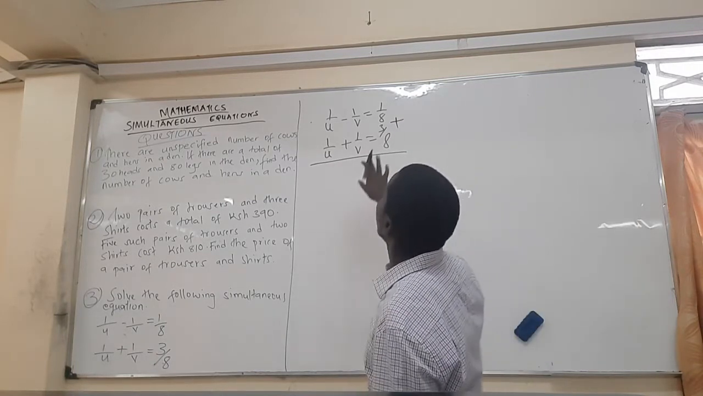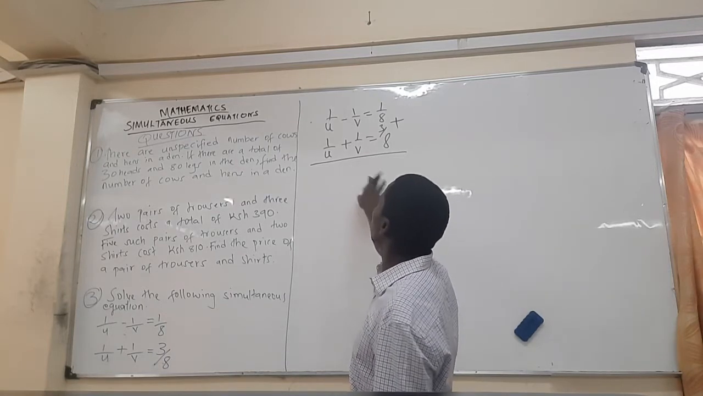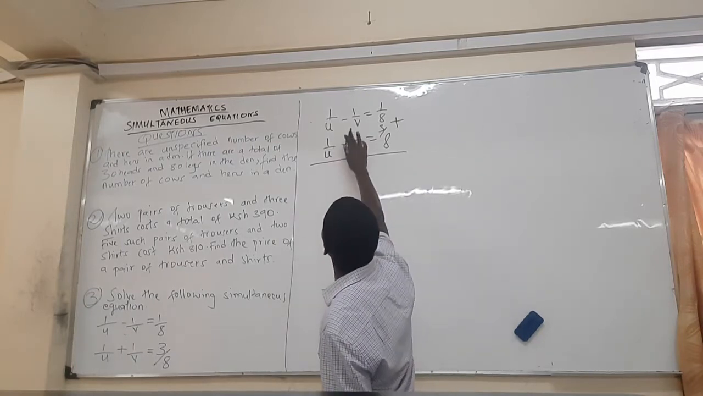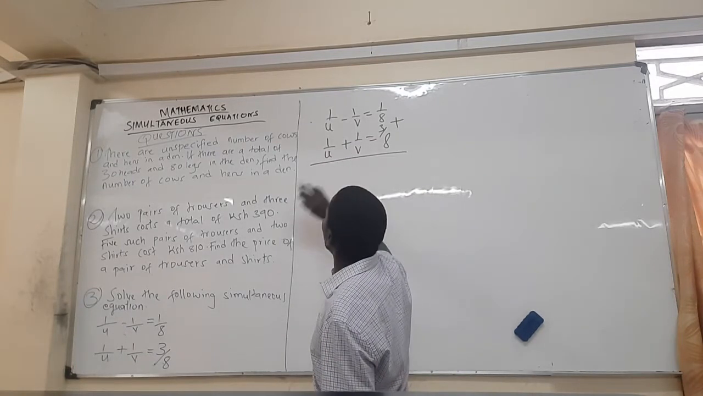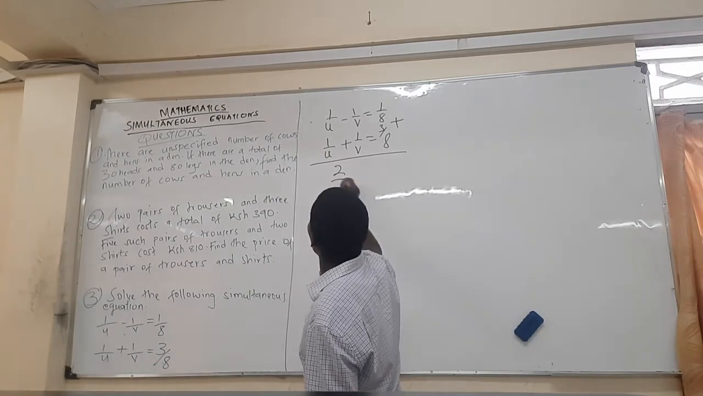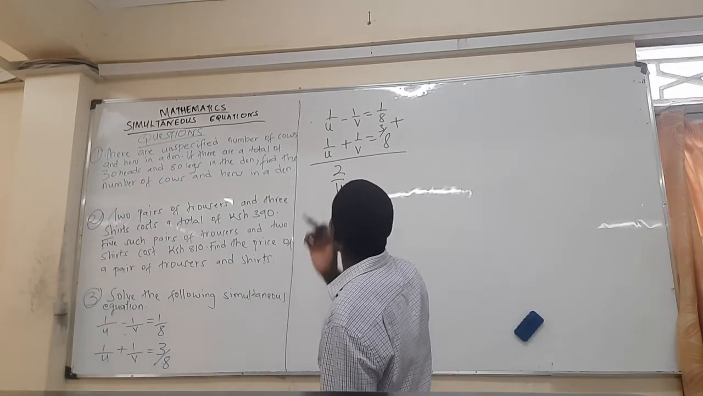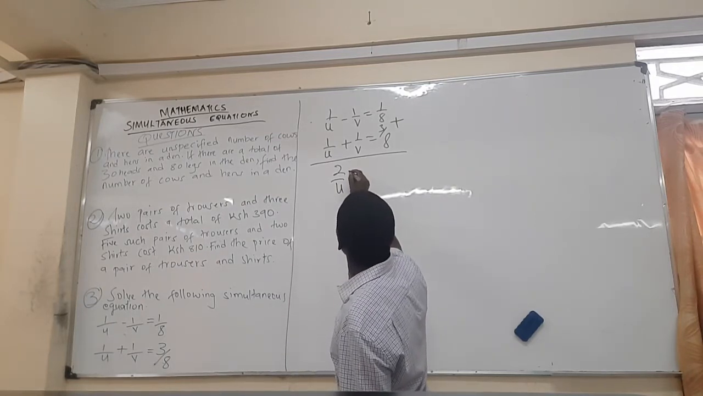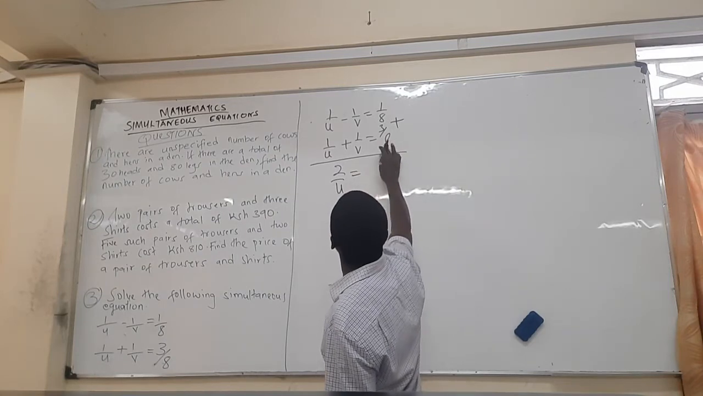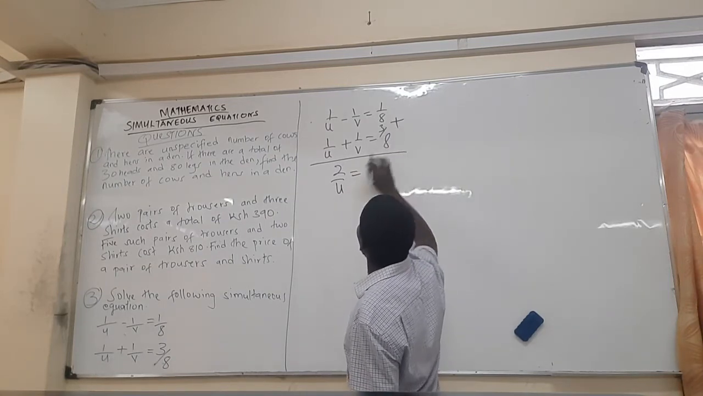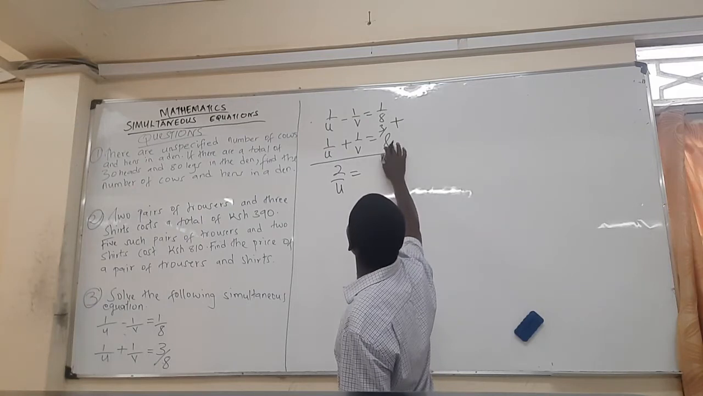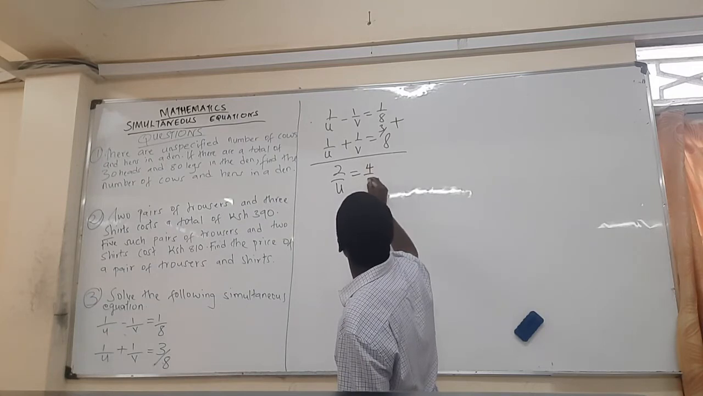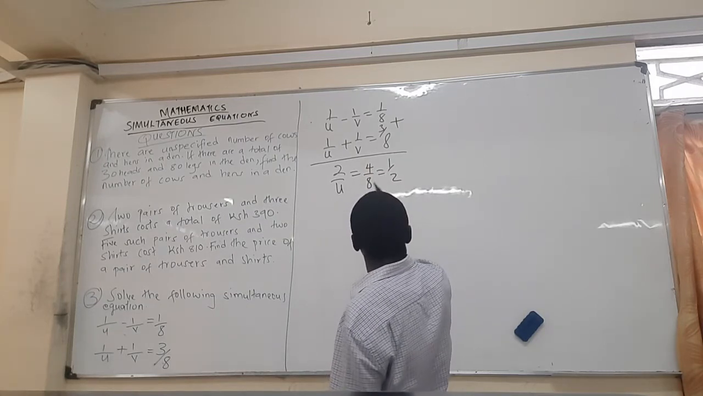Because when you have minus 1 over v and then plus 1 over v, when you add the two, you're going to eliminate v. So you're going to have 1 over u plus 1 over u, that is 2 over u, because there are two of them. Then the other side is going to be equal to 1 over 8 plus 3 over 8. We have the same denominator, so you just add the numerators. You're going to have 1 plus 3, you get 4 over 8, the same as a half.